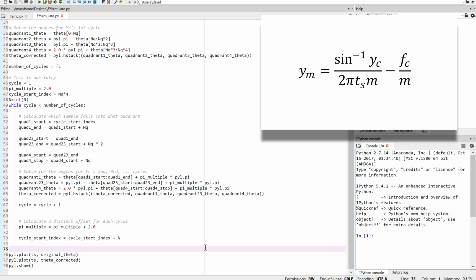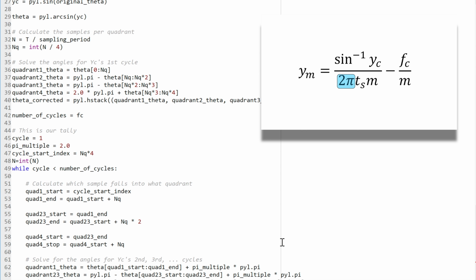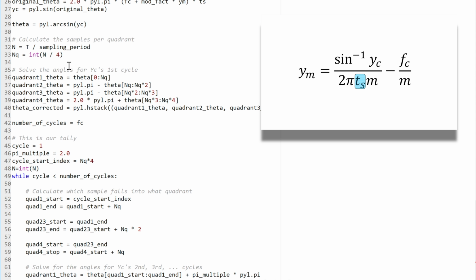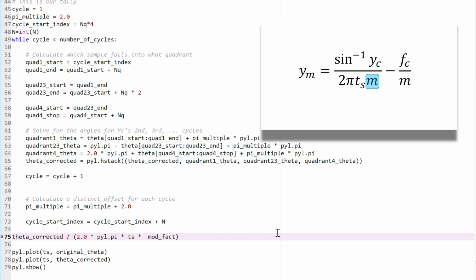If you are interested in how this formula was derived, I will provide a link in the description below this video. Keep in mind that all we have done up to this point is calculate theta for every given value of YC. So, now I'm going to divide each value of theta by what you see highlighted in blue. Of course, we need to pay attention to order of operations, so everything that we are dividing theta by must be between these brackets. Here I'm going to start by typing out 2 times pi. Now I'm going to grab our time from up here, which is TS. And finally, I will multiply all this by the modulation factor.